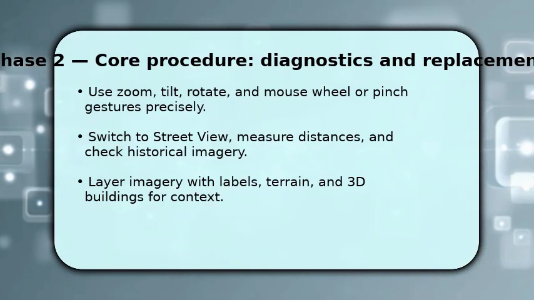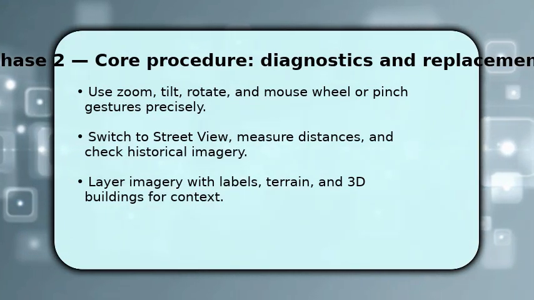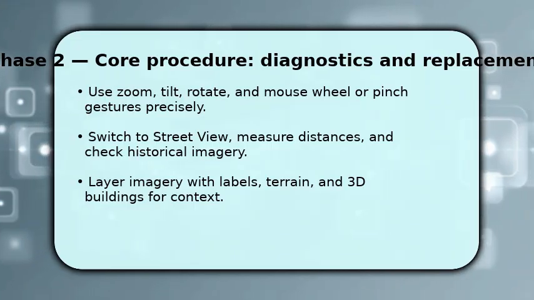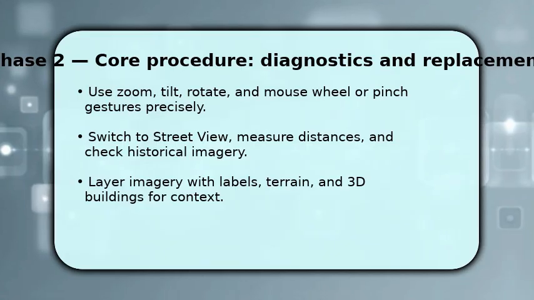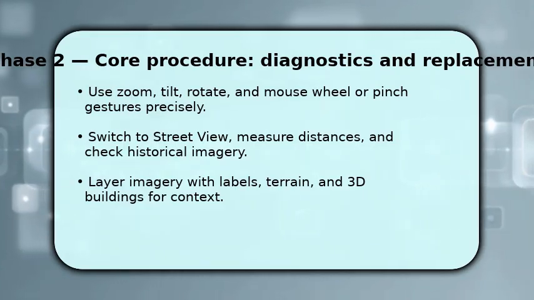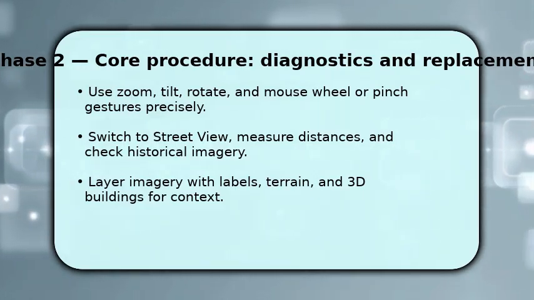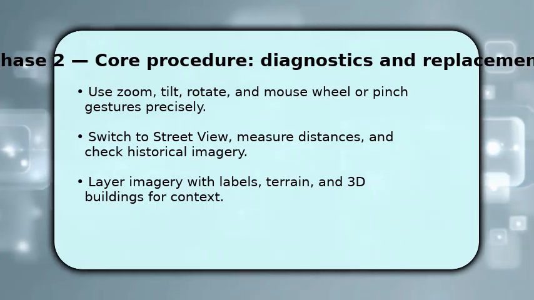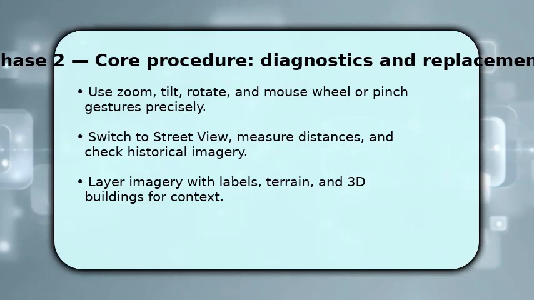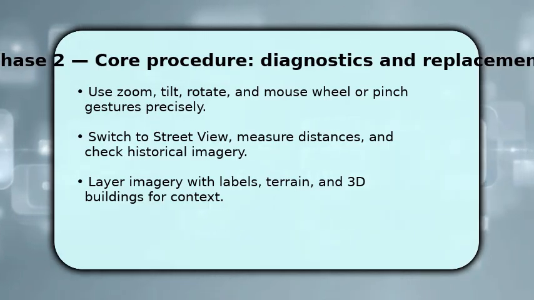Now you analyze. Zoom carefully and rotate to align roads. Precise gestures help identify small features. Use Street View where available to confirm ground-level details, and run the measure tool to calculate distances or areas, great for planning. If you need temporal context, open historical imagery on desktop to compare changes over time.